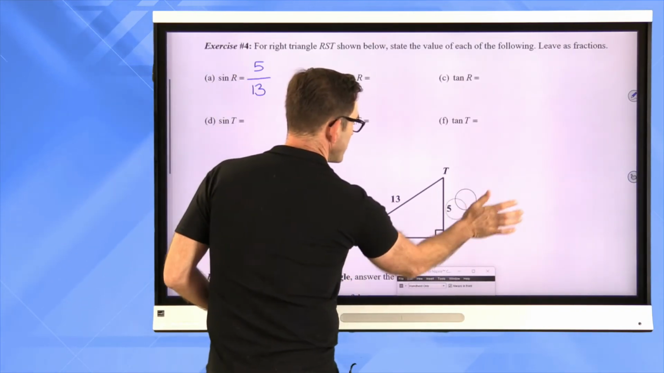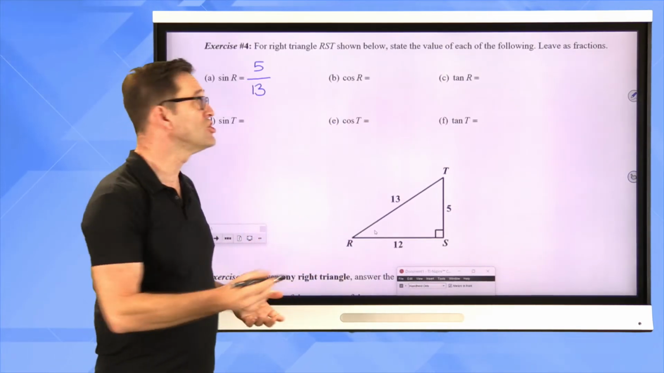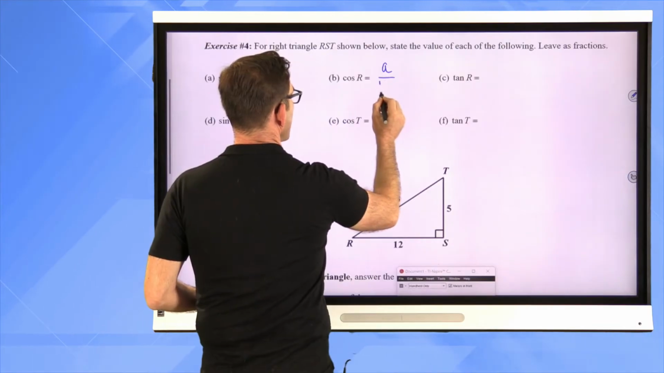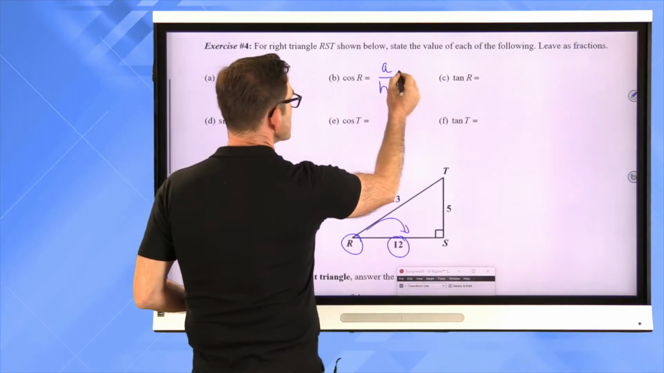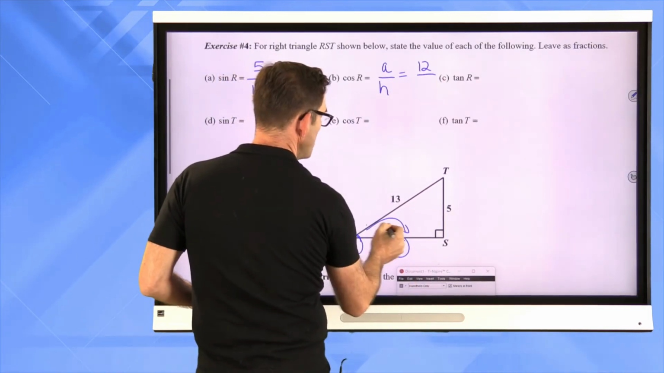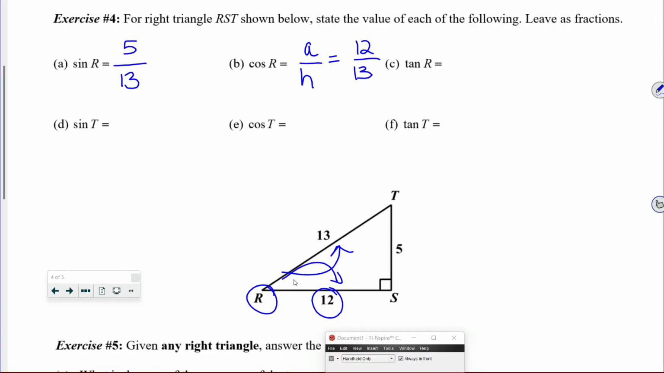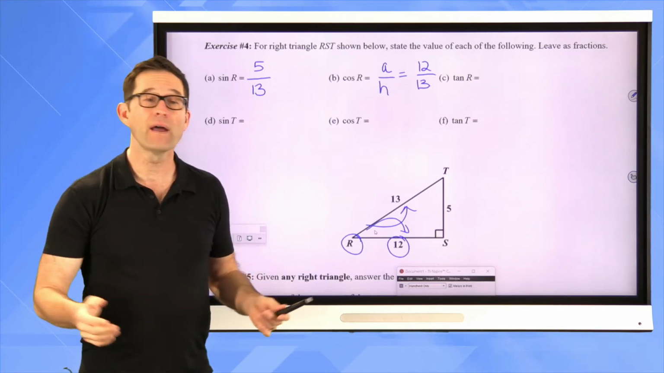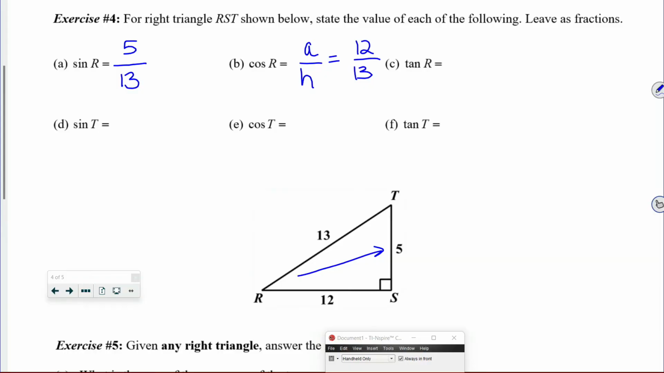Let me erase that. On the other hand, the cosine of angle R will be the side adjacent. Maybe I'll write it down like this. The side adjacent divided by the hypotenuse. So the leg that's adjacent is going to be 12, and the hypotenuse is going to be 13. So the cosine of angle R is 12/13. And finally, the tangent ratio for any given angle is the leg opposite divided by the leg adjacent, opposite divided by adjacent, and that is going to be 5/12.